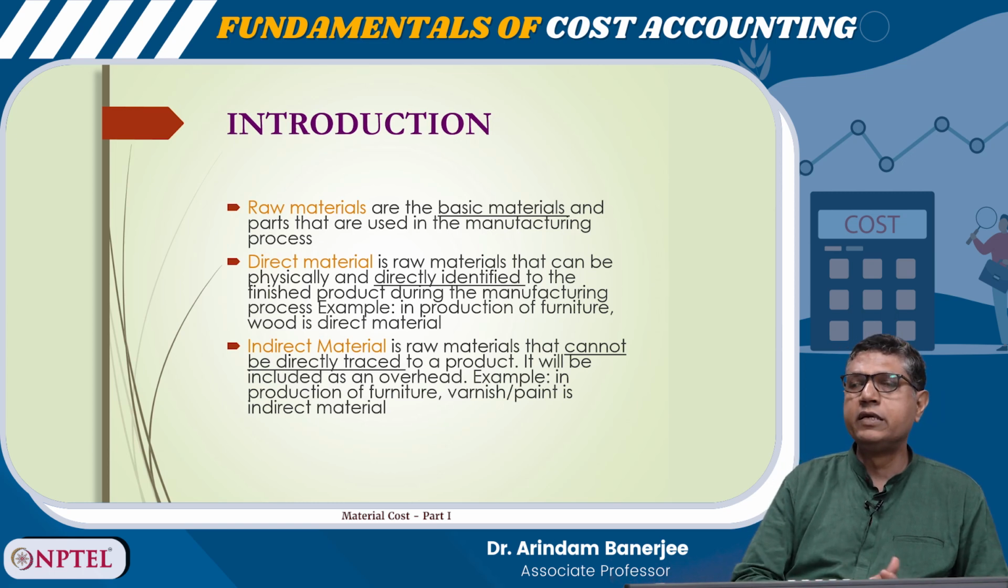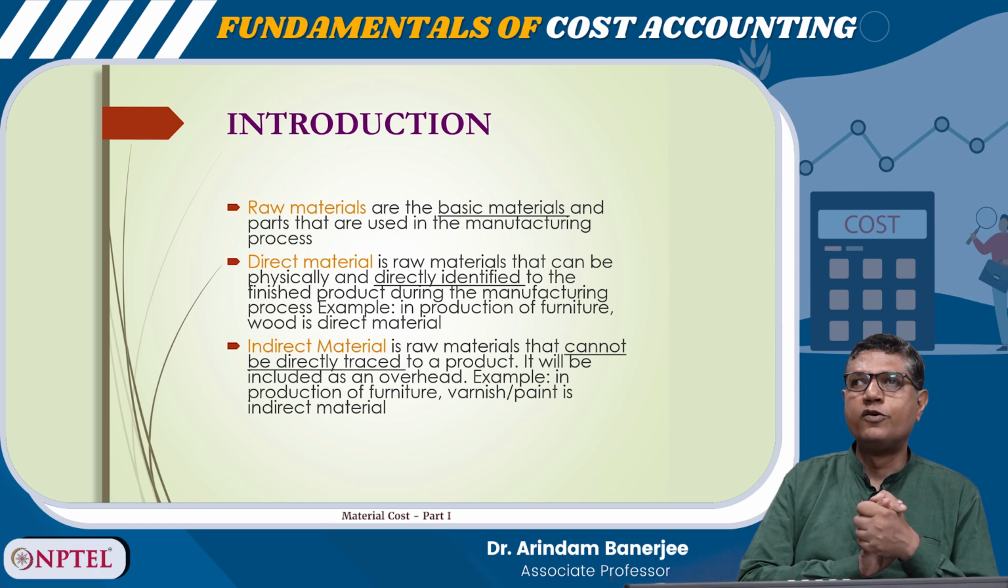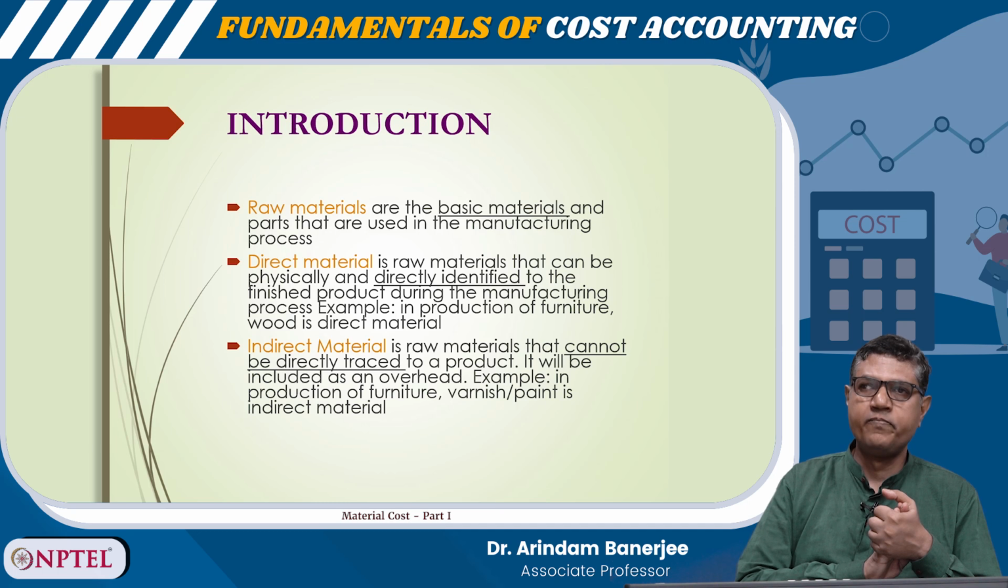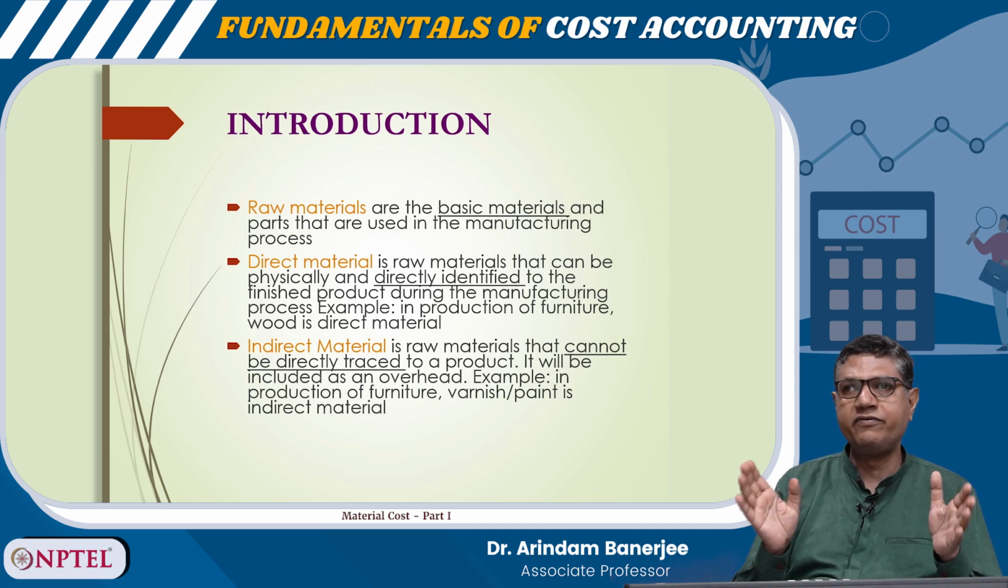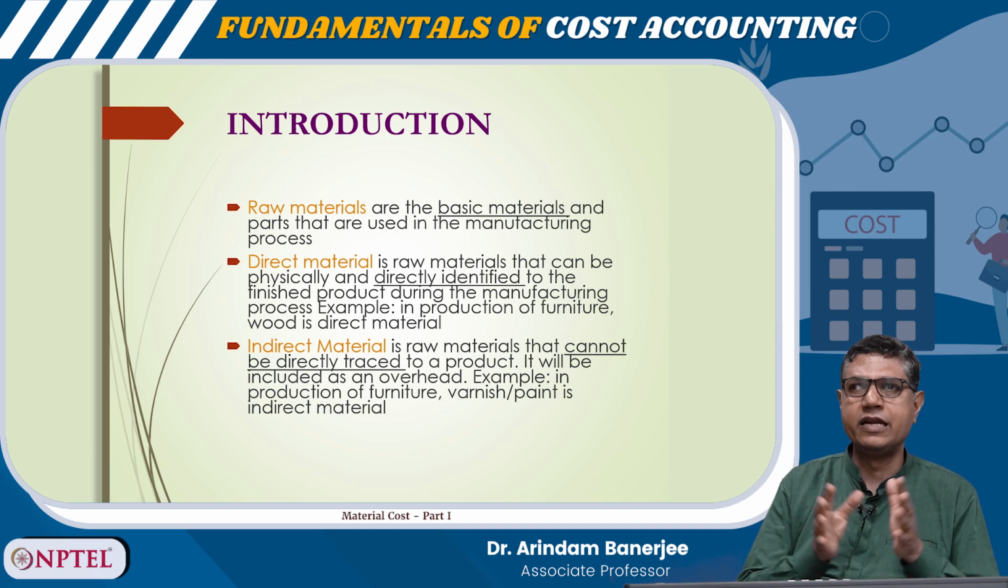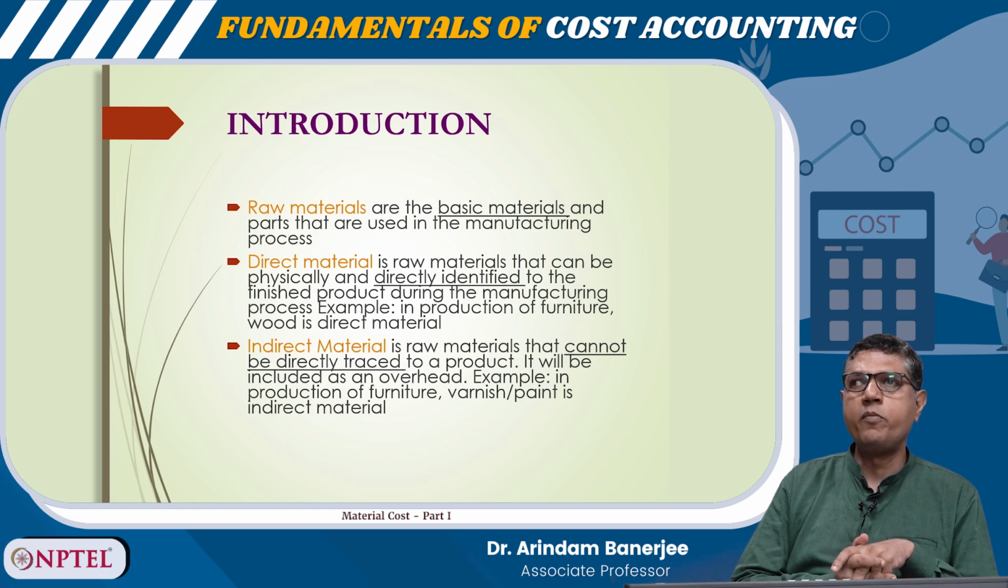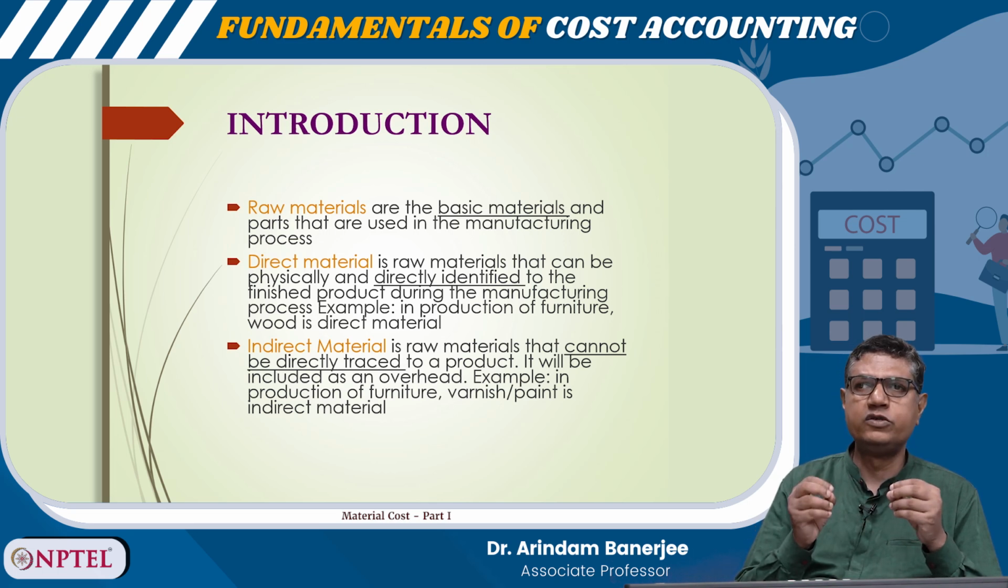So, introduction: raw materials. What does raw material actually mean? Raw materials are the basic materials and parts that are used in the manufacturing process. We can classify material into two parts: the first is direct material, the second is indirect material. What is direct material? These are the raw materials that can be physically and directly identified to the finished product during the manufacturing process. For example, in the production of furniture, wood is the direct material. I can directly identify how much wood has been used for production of furniture.